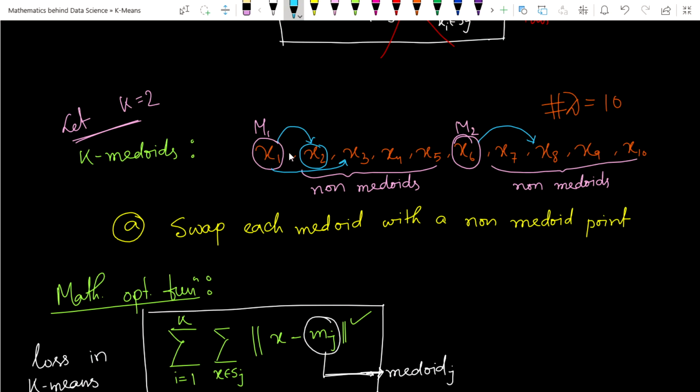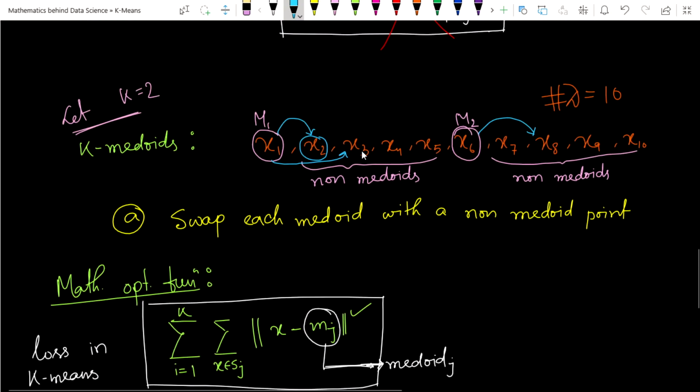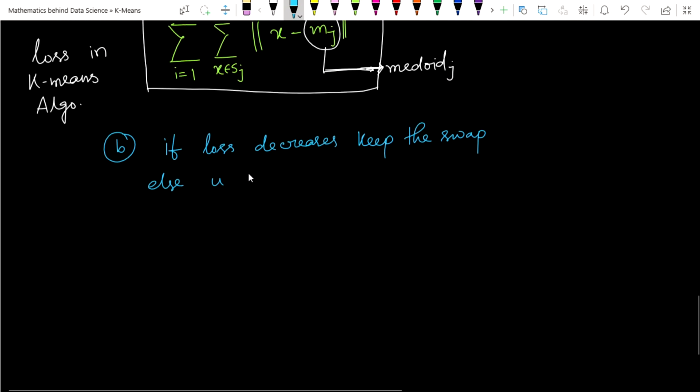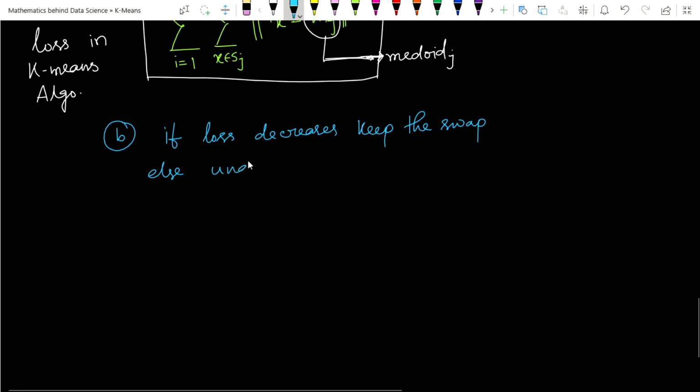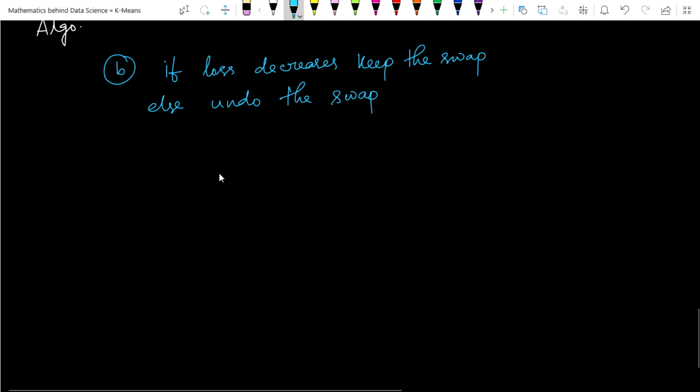Now again we next pick this point as our centroid. If this happens, then it will be our centroid. Otherwise the main centroid remains. Undo the swap. Okay, that is the thing that we have to do. This is the second step.